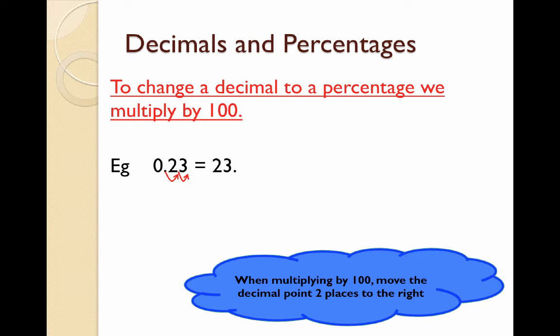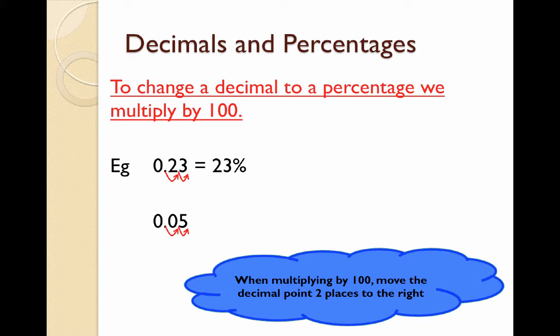Now we don't generally leave the point there by itself. We normally add a 0 to it. But just saying 23.0 doesn't actually mean much. That point 0 is superfluous, it's extra. So what we do is we don't need that point 0. All we do is we get rid of it and we replace it with a percentage sign. So 0.23 is actually 23%.